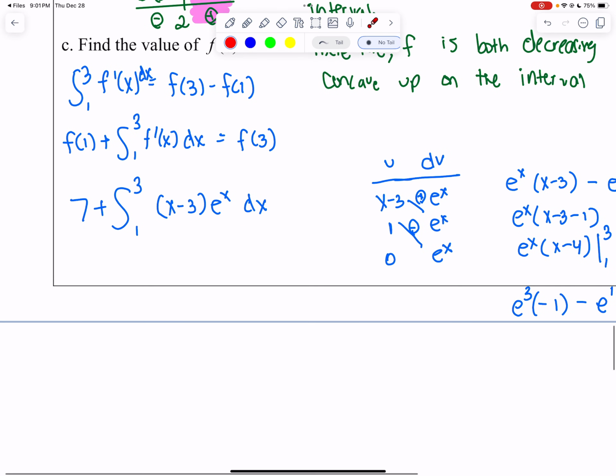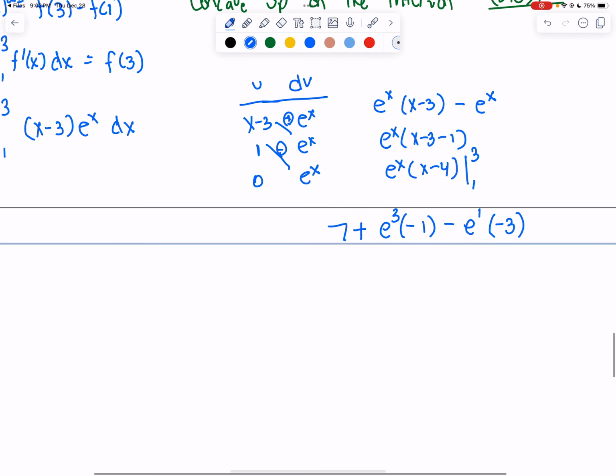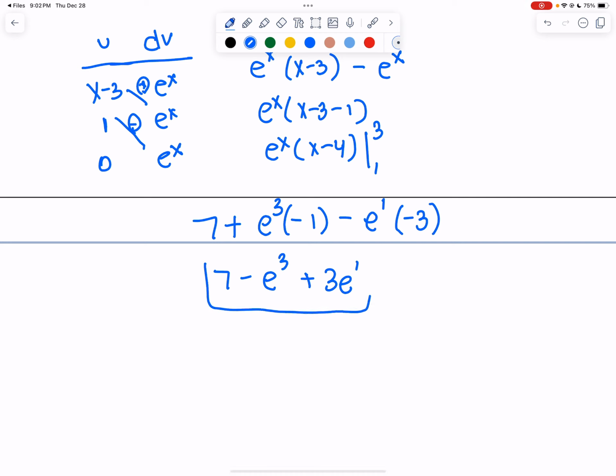Of course, we still have the 7 laying around on my first term, so don't forget about your 7 here. And then, of course, just make it pretty, okay? So 7 minus e to the third power plus 3e to the first power. If you don't want to make it pretty, that's fine. Just so that you don't risk losing your answer point if you mistakenly simplify incorrectly.